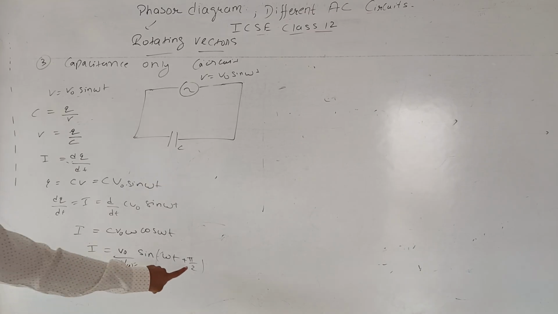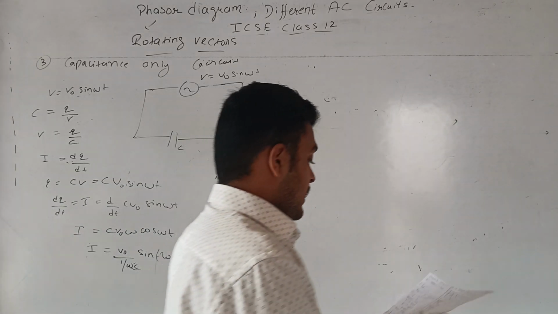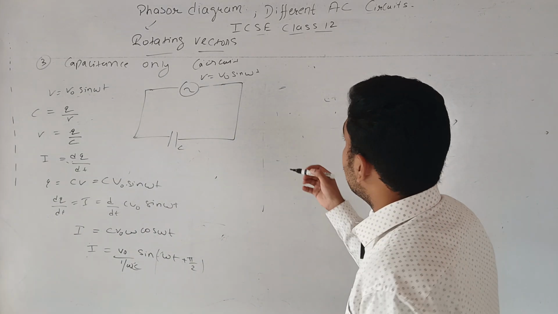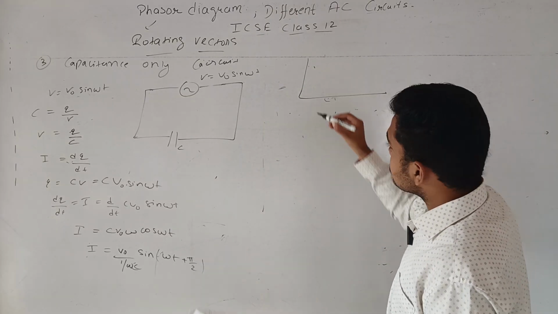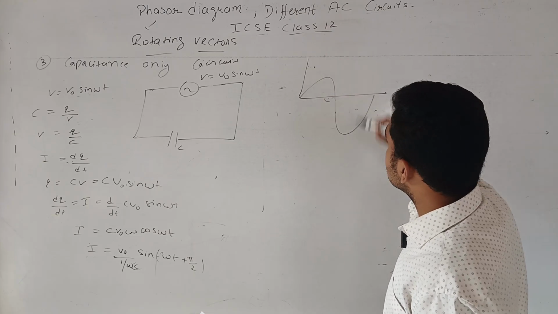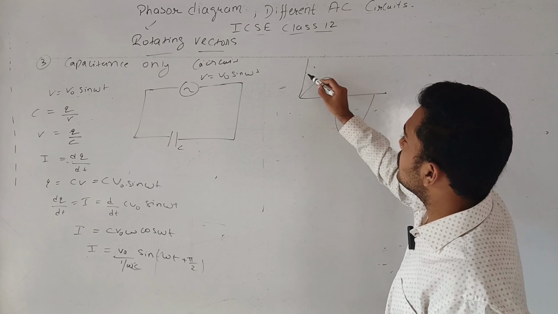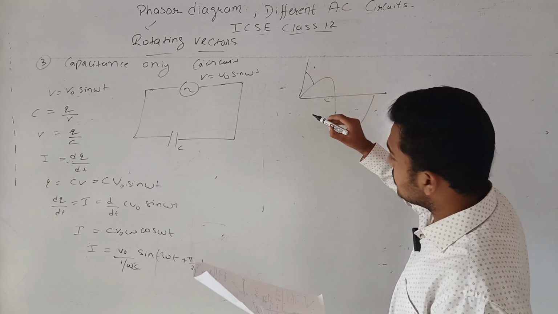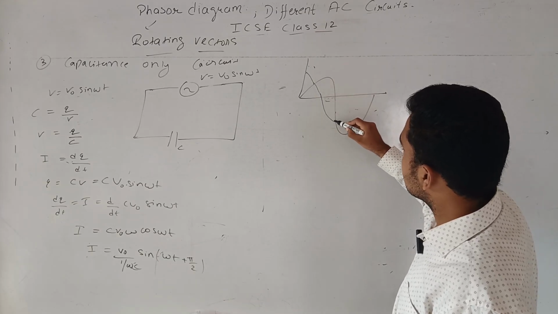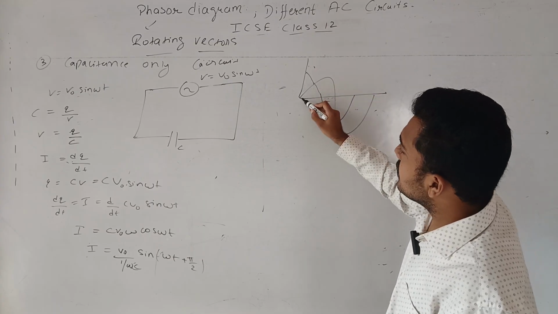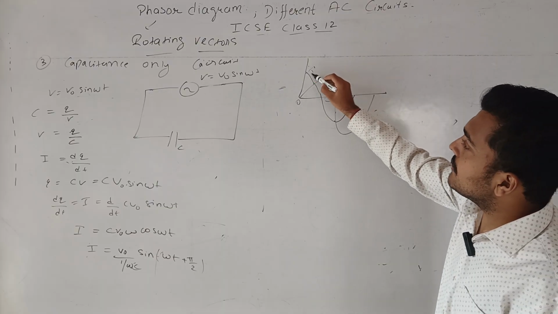Therefore the voltage lags behind the current by 90 degrees. So the current is leading and the voltage is lagging behind. Suppose this is the voltage: when the voltage is 0, the current is maximum. When V is 0, current is maximum. So the current is leading by 90 degrees.